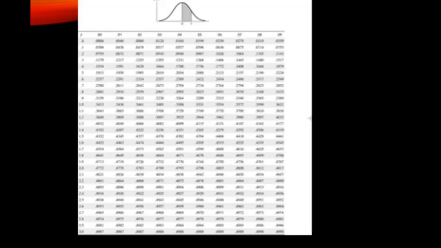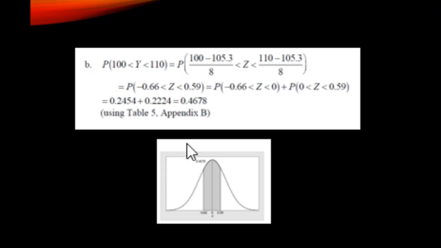Again, we will look up 0.66 and 0.59 from the table. So 0.59 is here, and 0.66 is here. That gives us the two numbers, 0.2454 and 0.2224. We add them up and we have the answer.